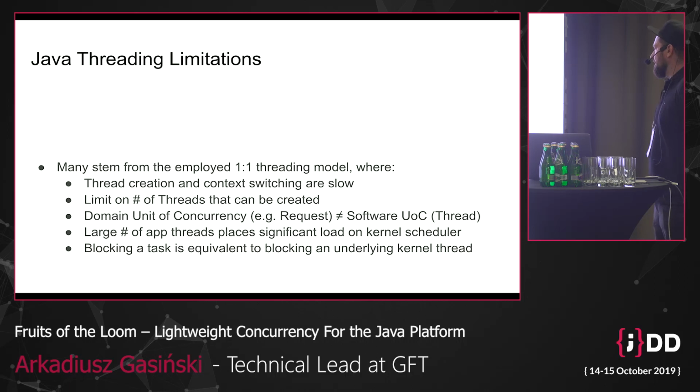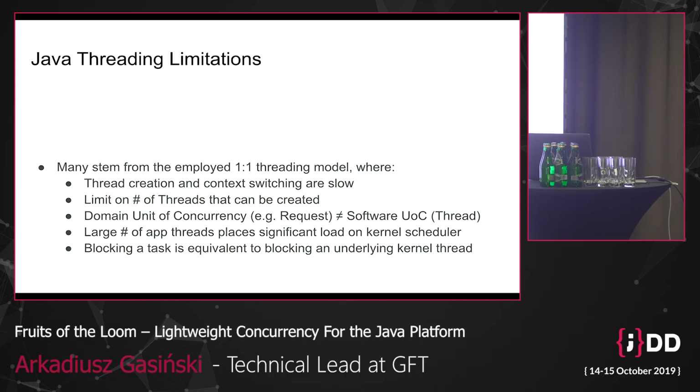The next point is a direct consequence of that: your domain unit of concurrency cannot match your software unit of concurrency. So if you want to employ a thread-per-request model for, say, serving your incoming HTTP traffic, you cannot do this easily with threads. At least you cannot easily predict the system capacity using that approach.